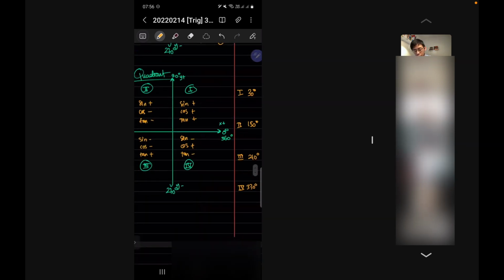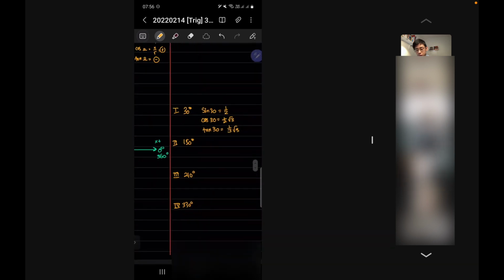And now you can use your calculator, because I have mentioned, right, to check whether my answer is correct or not. So in the first quadrant, 30 degree, all of them are positive, right? So sine 30 is equal to a half, and then cos 30 is equal to a half and the root of 3, and then tangent of 30 will be 1 over 3 and the root of 3, right? So that's in the first quadrant. All of them are positive: sine, cosine, and tangent.